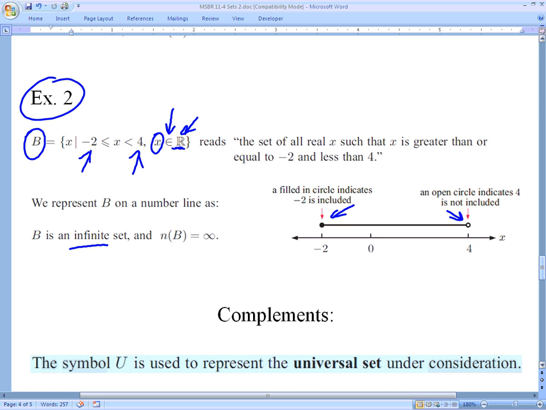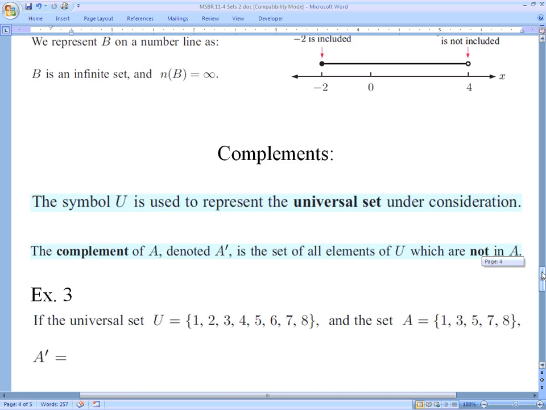So it would include numbers like pi. It would include numbers like the square root of 2. It would include numbers like -1/2, and so on and so forth, as well as all those whole numbers or integers that I had mentioned previously. Yep, and we can't count up the numbers in the set. It's an infinite set, totally continuous, and so we say the number of elements in set B is infinite. So that is two examples of set builder notation.